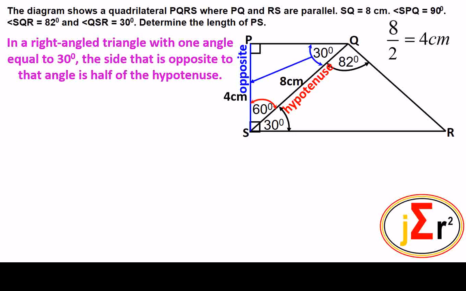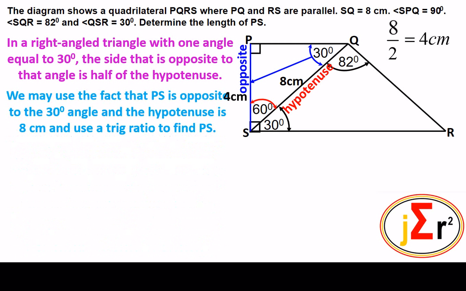There's a reason for that. We'll take a look at that a little bit later. We may use the fact that PS is opposite to the 30 degrees angle. That's the fact that we mentioned just now. But we will use that fact in another way. We may use the fact that PS is opposite to the 30 degrees angle and the hypotenuse is 8 centimeters.